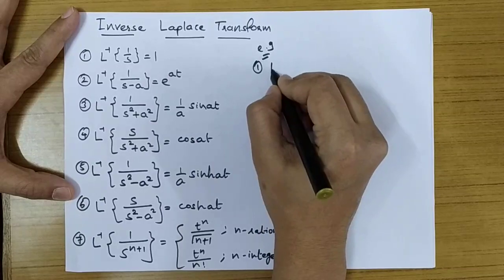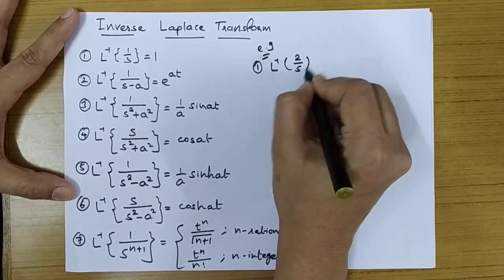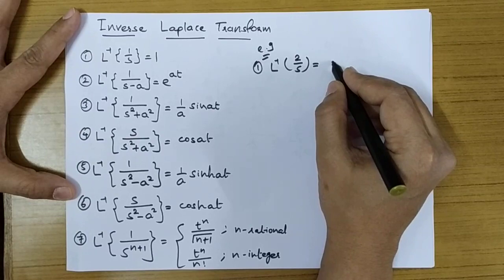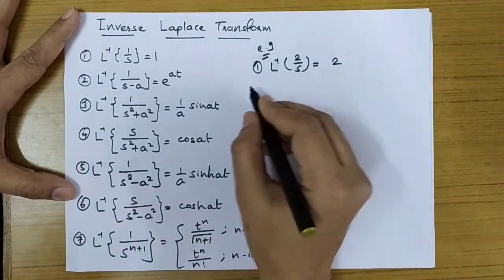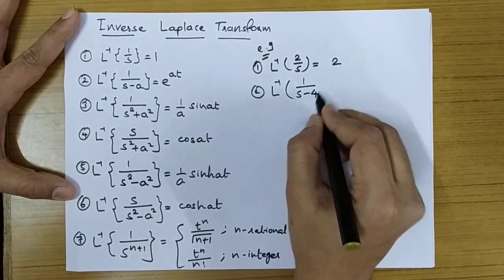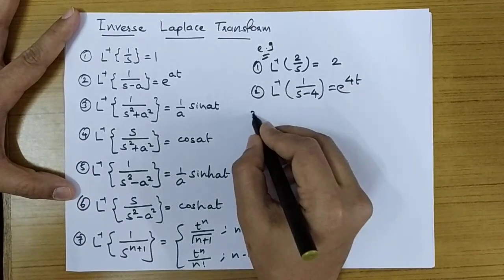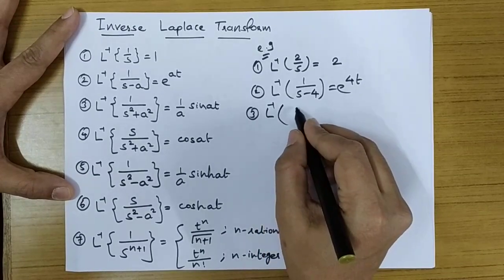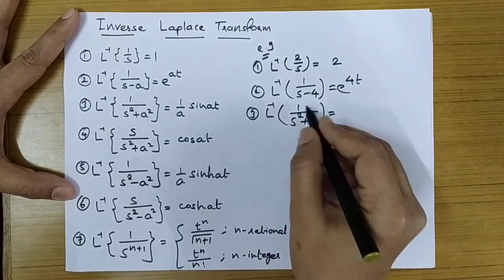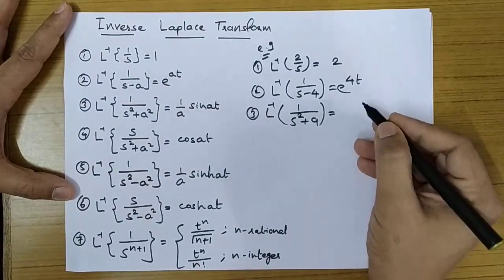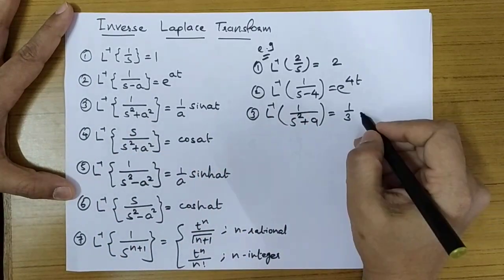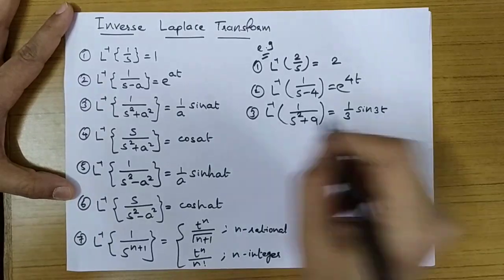First, if I'm asking for L inverse 2 by s, inverse Laplace is also a linear transformation, so 2 is a constant and you can think about L inverse 1 by s, so you can say it is 2, right? Second, L inverse 1 upon s minus 4, you can write e raised to 4t. For third, L inverse 1 by s square plus 9. You can write 1 by 3 because a square is 9, so a is 3. So 1 by 3 sine 3t.